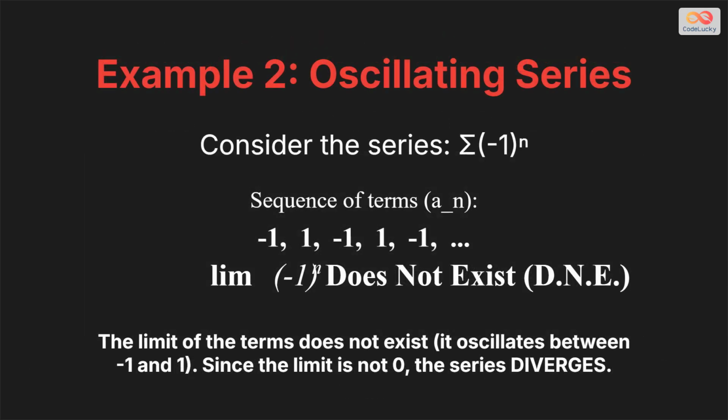Here's another case. What about the series which is the sum of -1 to the power of n? The sequence of terms is -1, +1, -1, +1, and so on. The limit of these terms as n approaches infinity does not exist because it never settles on a single value. Therefore, because the limit is not 0, the series diverges.